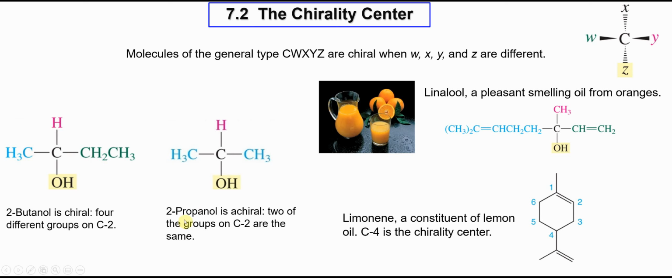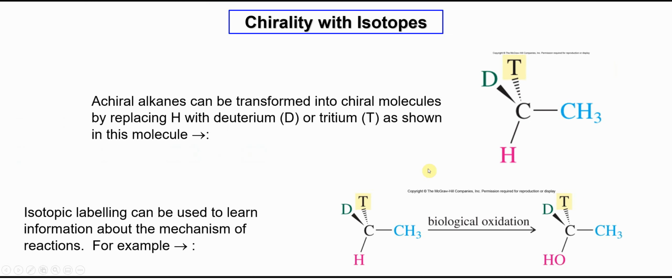The other one, 2-propanol, you have 2 methyls. They are identical. As long as you have identical substituents, this molecule is not a chiral molecule. Naturally occurring products can also be chiral molecules as well.